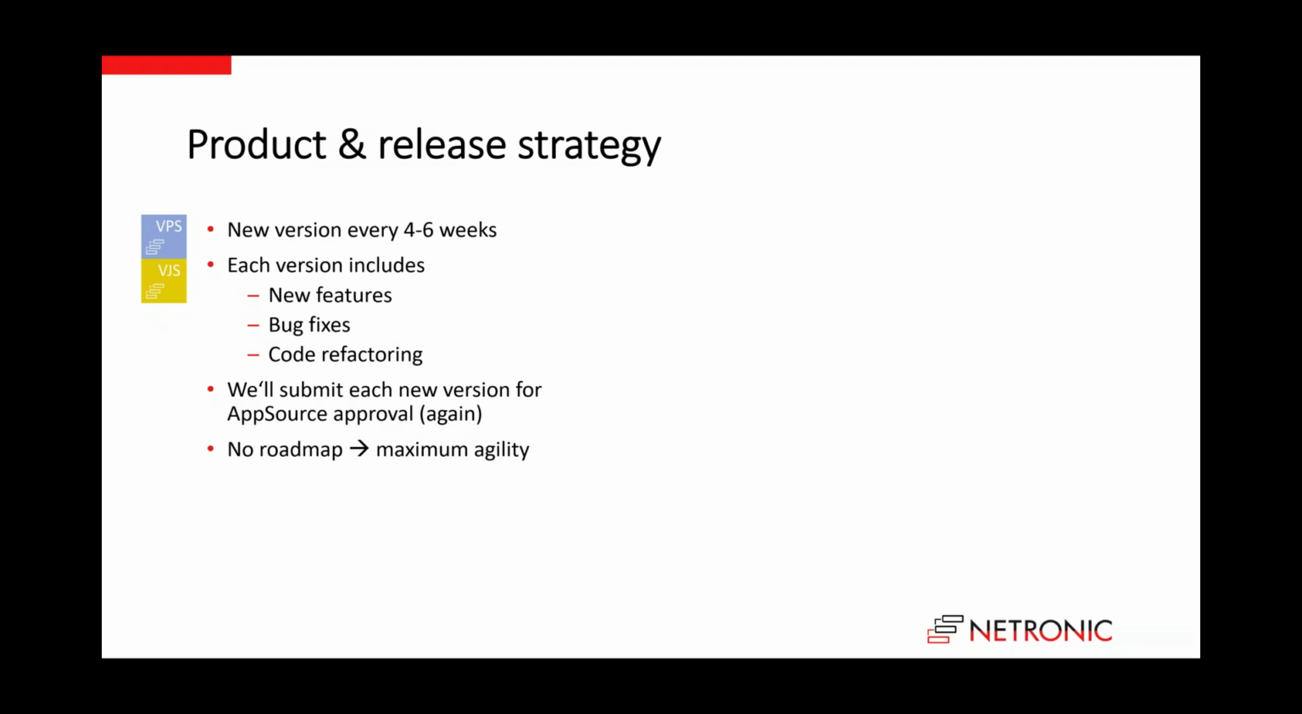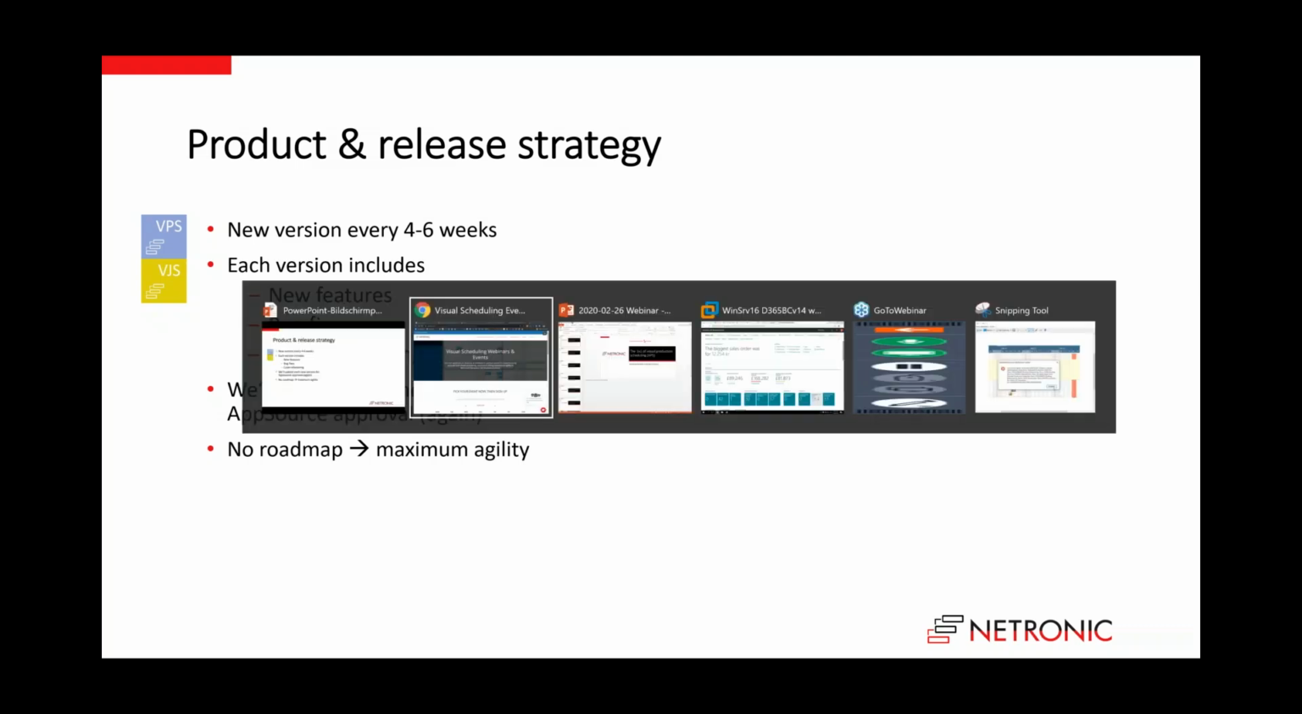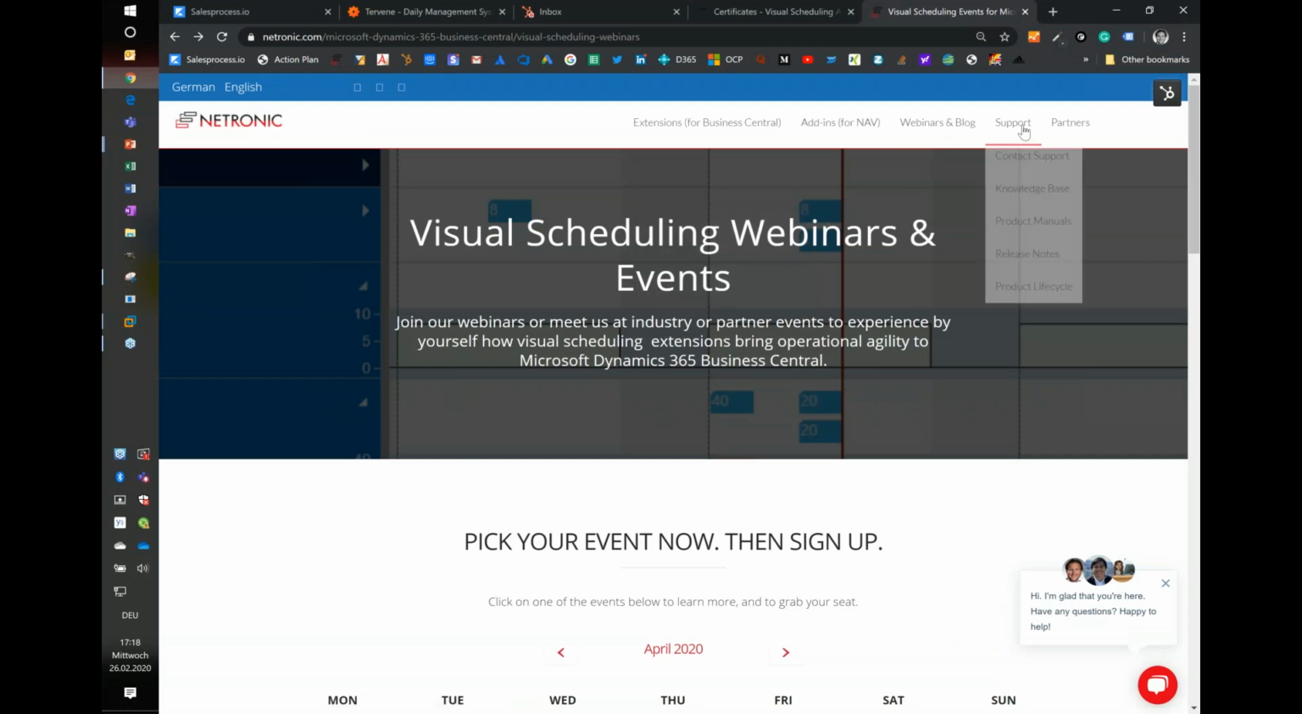Then, in terms of releasing the product, both the VPS that I will talk about today and the VJS are products that get updated every 4 to 6 weeks, which you might have noticed from the release notes. Let's go back there.